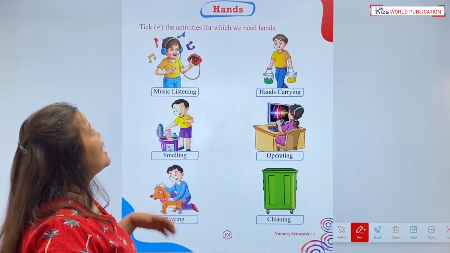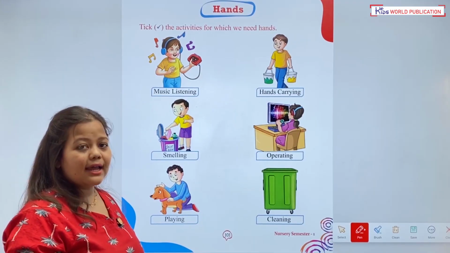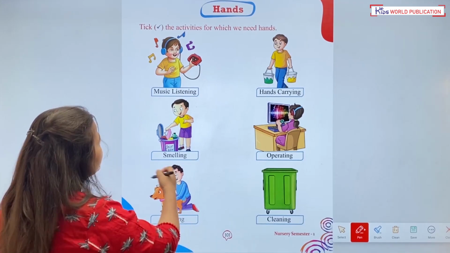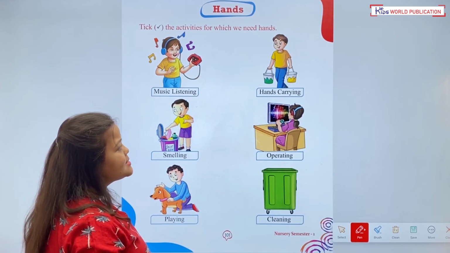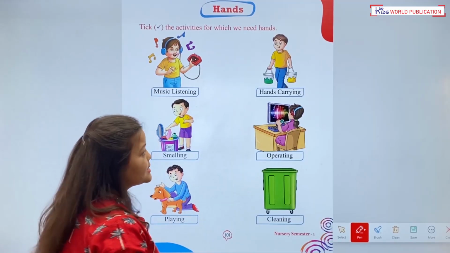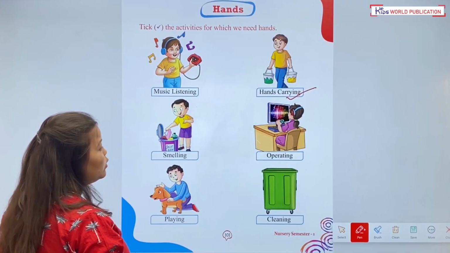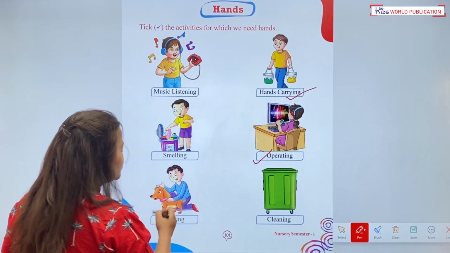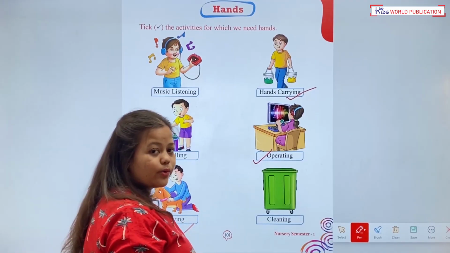Hands. Tick the activities for which we need hands. So, do we need hands to music listening? No. Do we need hands for carrying? Yes. Do we need hands to smelling? No. Do we need hands to operating? Yes. Do we need hands to playing? Yes. Do we need hands to cleaning? Yes.